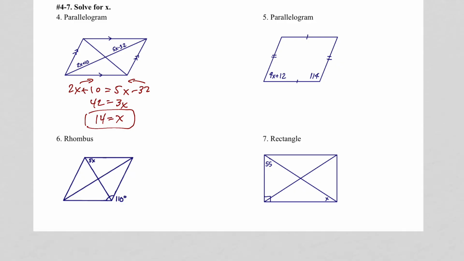Okay, these are consecutive angles, so those are supplemental. So 9x plus 12 plus 114 must be 180. So 9x is going to be 180 minus those two things, which is 54. So x is 6.